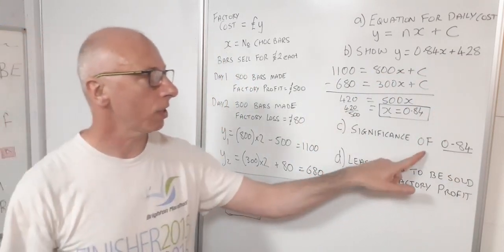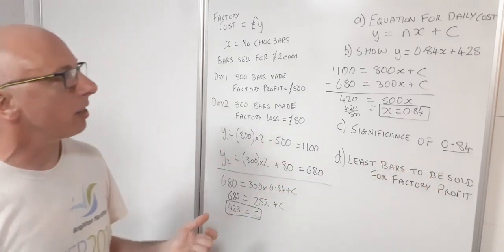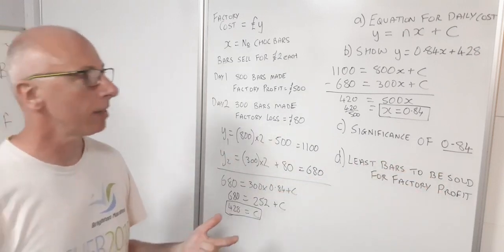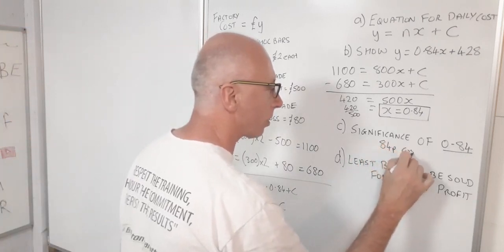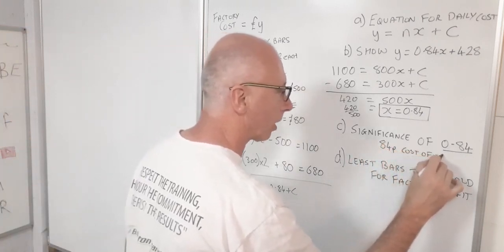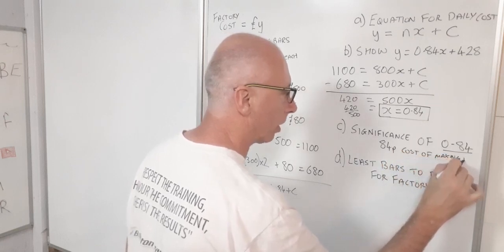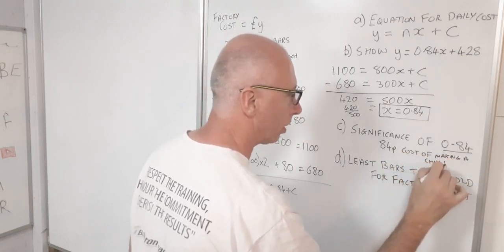And what is the significance of 0.84? It's like I said, 0.84 is 84 pence. That's the cost of making a chocolate bar for that factory.